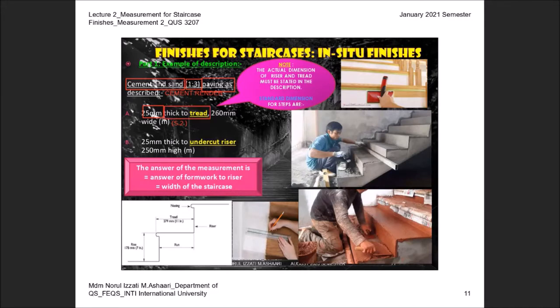If you refer back to S.5, you have to write down the size. Okay, you can actually use the word tread here and then continue with the word undercut riser. Don't forget to write down the size. The answer for the measurement is similar to the answer for the formwork to riser. That means the width of the staircase. In your example, the width of the staircase is 1,200.